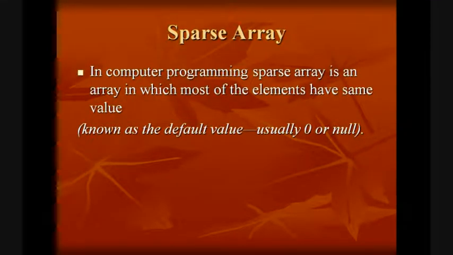Let's see what a sparse array is. In computer programming, a sparse array is an array which contains identical elements on most of its indexes. Therefore we can say, an array which contains default values or an array which has just been initialized is a sparse array. They contain identical values in each array location.